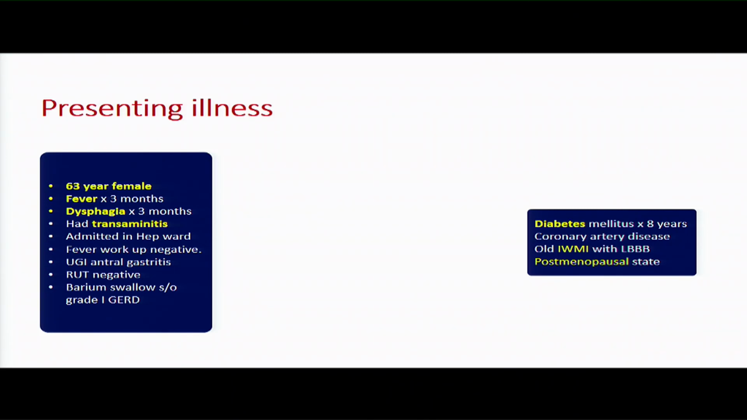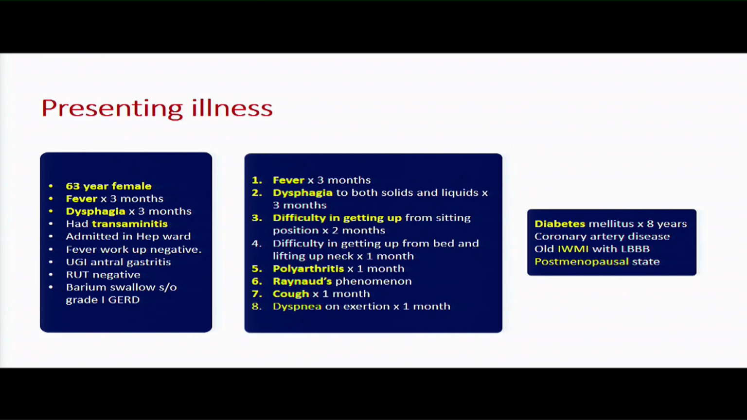In view of polyarthritis, a rheumatology consult was taken up. On elaborating the history, the patient had fever for 3 months, dysphagia to both solids and liquids, with difficulty in getting up from sitting position for the past 2 months. Over the past 1 month, the proximal weakness has been worsening, and she felt difficulty even getting up from the bed and rolling over the bed. She has had polyarthritis for the past 1 month, and a history suggestive of Raynaud's phenomenon.